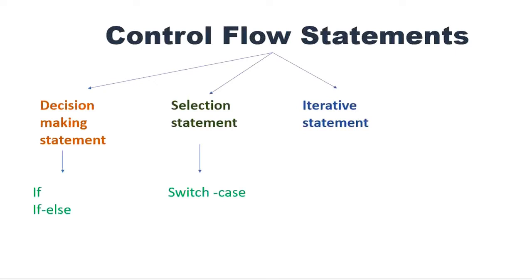The next statement is the iterative statement. In iterative statements, we have the for loop. Iterative statements are used to execute a particular block of code repeatedly, multiple times. It totally depends on the given condition how many times we want to execute that particular block of code.